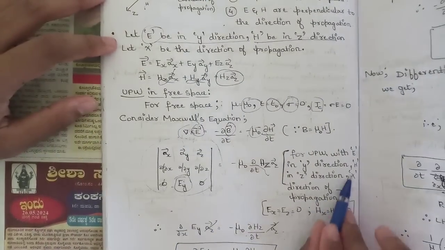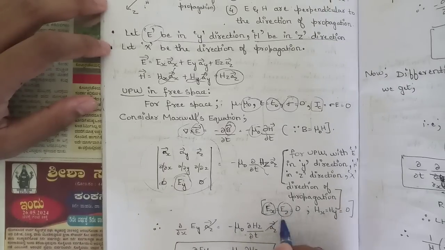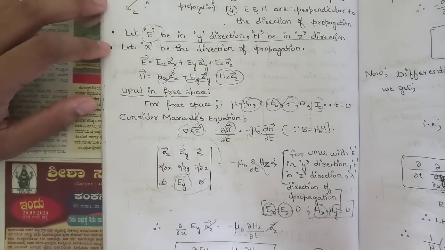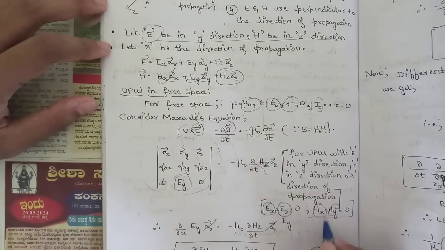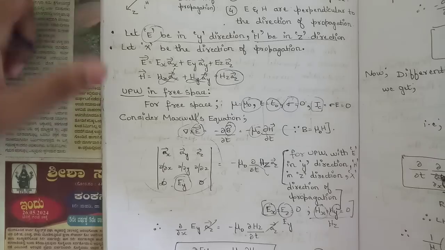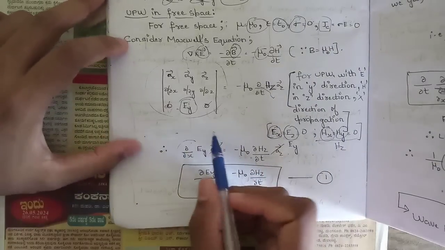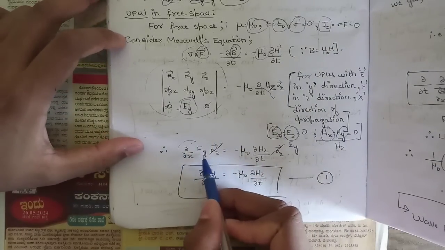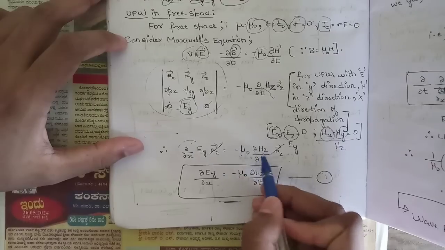Okay, and X is the direction of propagation, so Ex equal to Ez equal to 0, Hx equal to Hy equal to 0. Because we have taken E in y direction and H in z direction, the rest of the two components are equal to 0. Okay, so now after taking its determinant, this is the expression which you are getting, that is dou by dou X of Ey into Az vector is equal to minus mu naught dou by dou T of Hz into Az vector.